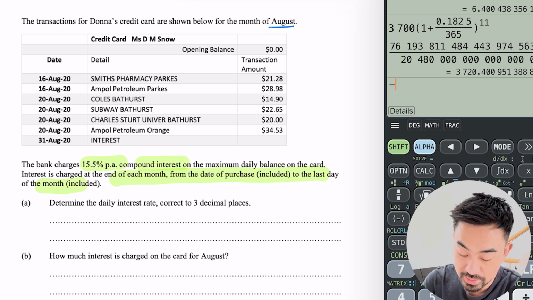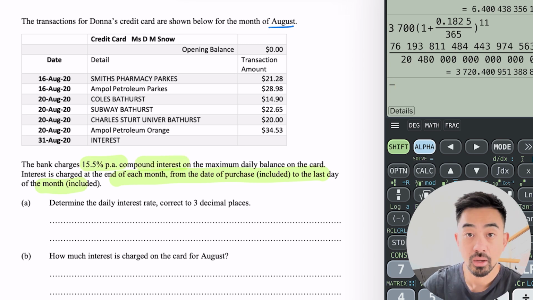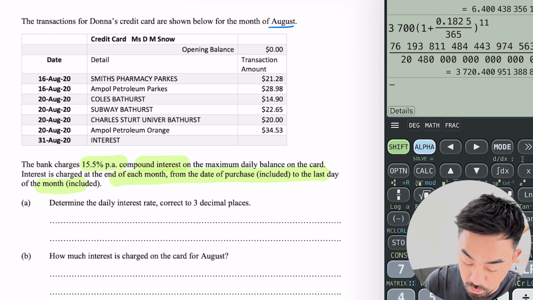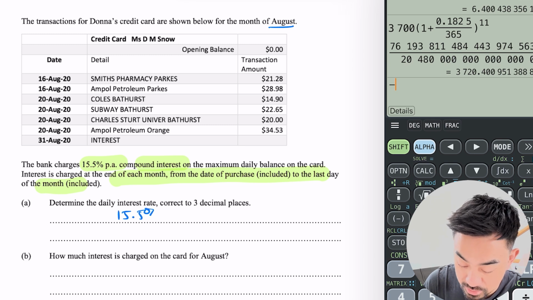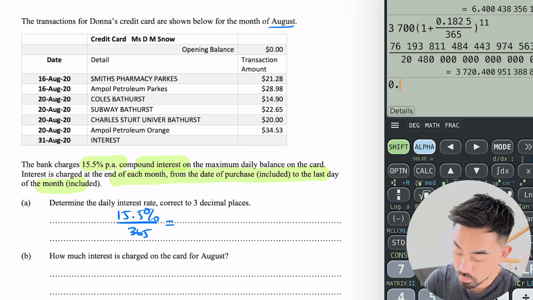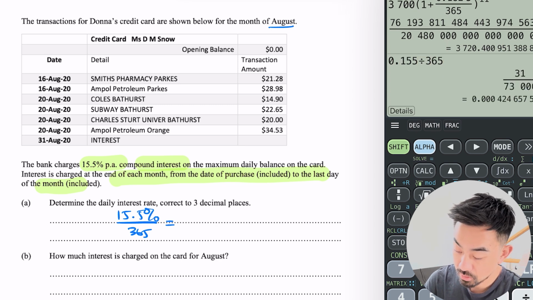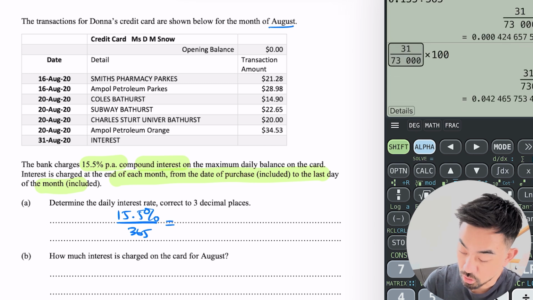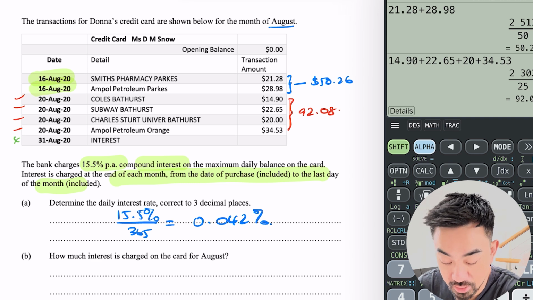Okay, so determine the daily interest rate, correct to 3 decimal places. Okay, so the daily interest rate is just going to be your 15.5% over 365. So what's that? 0.155 over 365. So your daily interest rate is going to be 0.042%. All right, question B, how much interest is charged for the card of August?